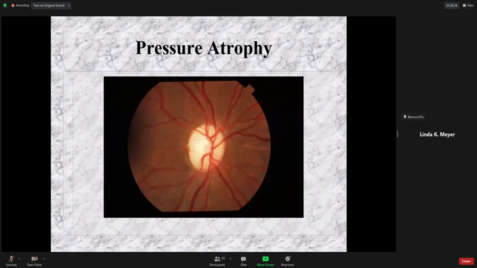Another example of pressure atrophy is when someone has glaucoma, increased eye pressure. There it can affect the retina and cause its atrophy, and it can actually lead to blindness if it's not treated. So the pressure from the fluid on the retina, as seen in glaucoma, can lead to pressure atrophy.